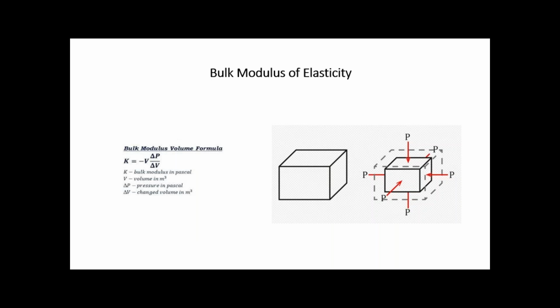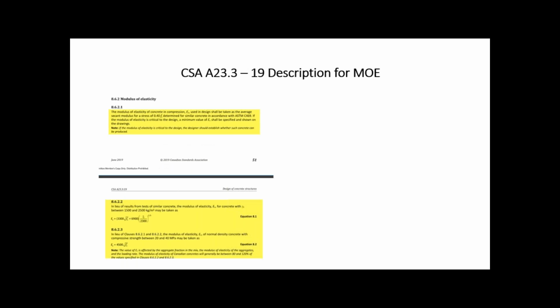Bulk modulus of elasticity is referred to as the incompressibility of a substance. It is a measure of a substance's ability to withstand changes in volume when under compression on all sides. And it's equal to the quotient of the applied pressure divided by the relative deformation. And there's a neat little graph there, or chart, showing what that is equivalent to.